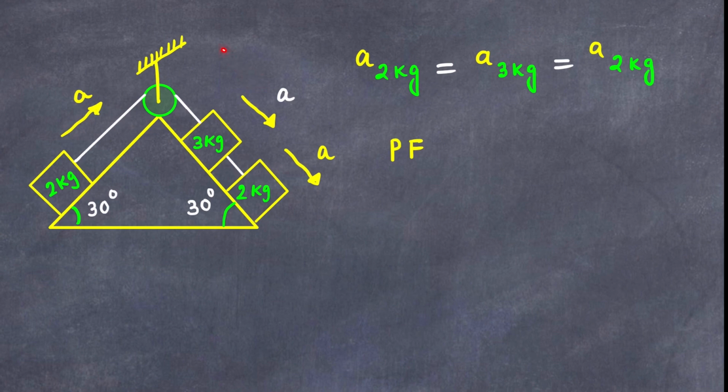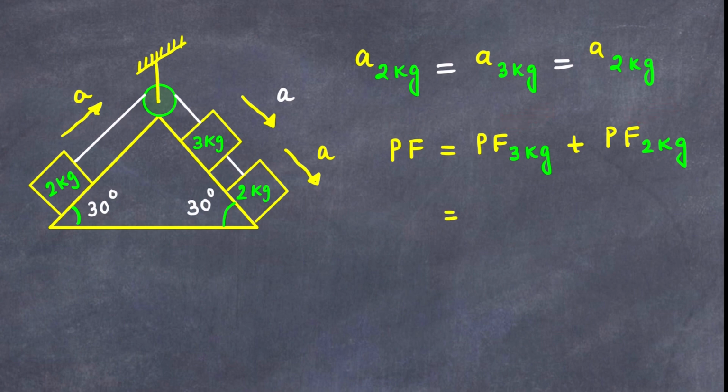So we know that all the blocks that are moving downward, or away from the pulley, will provide the pulling force, and all the blocks that are moving upward, or towards the pulley, will provide the resisting force. Now you can see that the 3 kg block is moving downward, away from the pulley. This is the pulley, and the 3 kg block is moving away from it, so it will provide the pulling force. The 2 kg block here is also moving downward, away from the pulley, so it will also provide the pulling force. So the pulling force will be provided by the 3 kg block plus the 2 kg block.